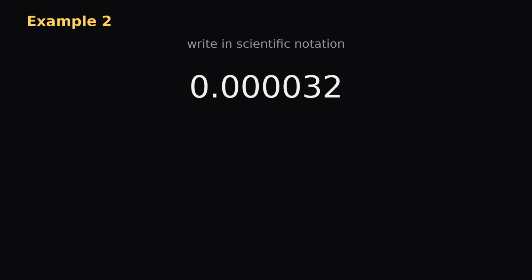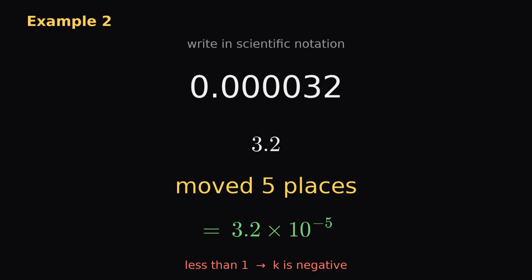Example 2. Write 0.000032 in scientific notation. The front number has to be between 1 and 10, so we want 3.2. Count how many places the decimal moves. 1, 2, 3, 4, 5. But this time, the number is small. Less than 1, so k is negative. 3.2 times 10 to the negative 5th.